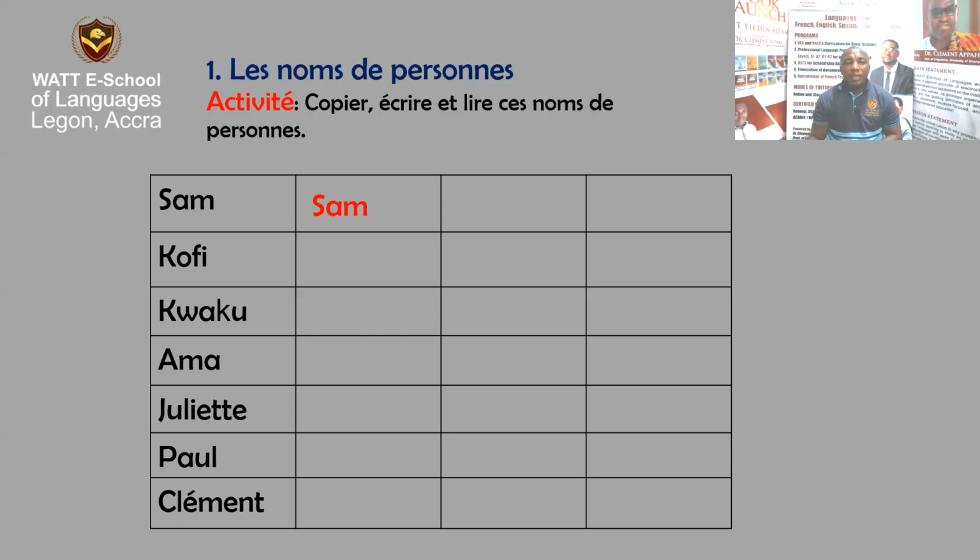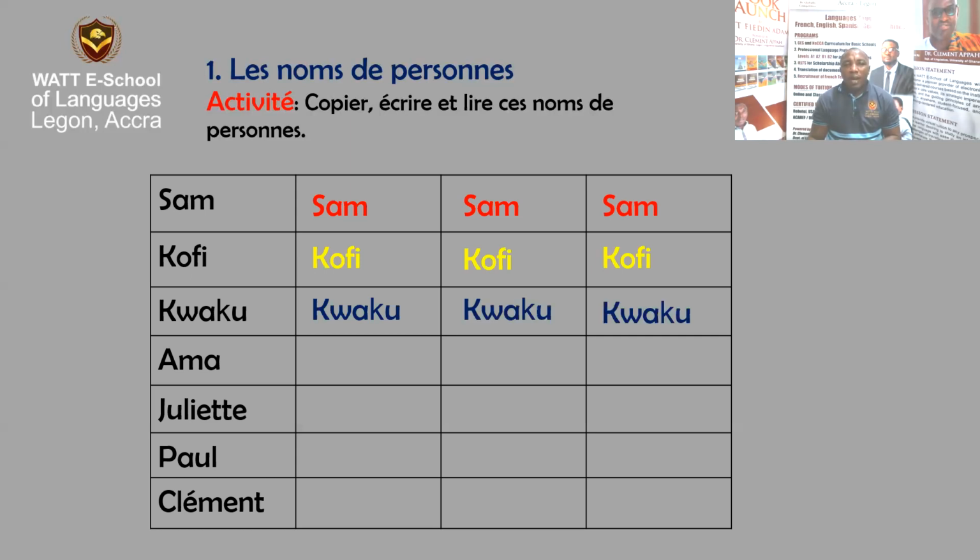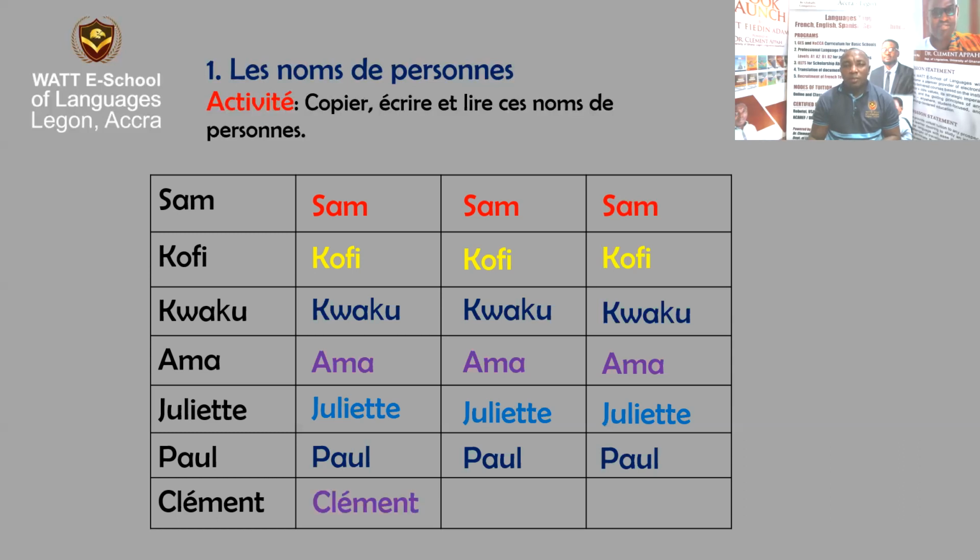Sam. Kofi. Kwaku. Amma. Juliette. Paul. Clément. So the first type of noun is name of person that we have written.